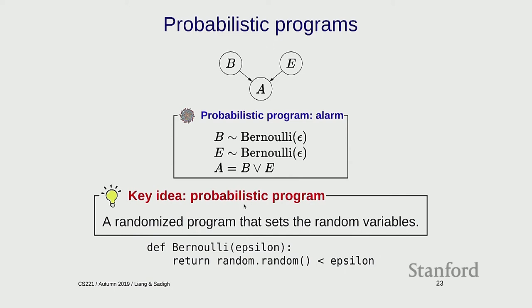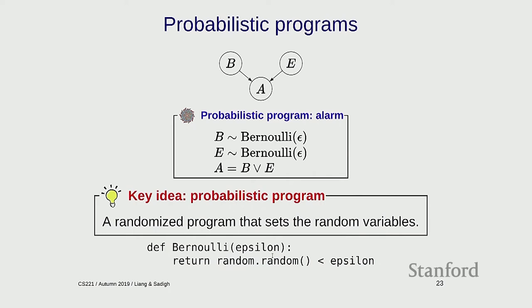So this is, I think, a really useful way to think about Bayesian networks. And just to be very concrete about this, you can think about Bernoulli of epsilon as just a Python program that returns true with probability epsilon. So here, random less than epsilon: random is a number between 0 and 1, and the probability of it being less than epsilon is epsilon. Any questions about what this is doing?